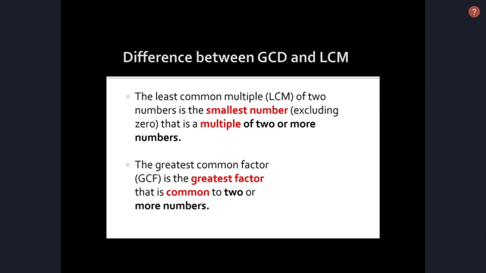Before moving forward, don't mistake GCD for LCM. GCD is usually mistaken for another mathematical term. The least common multiple, or LCM, of two numbers is the smallest number, excluding 0, that is a multiple of two or more numbers. The greatest common factor, or GCF, or GCD, is the greatest factor that is common to two or more numbers.